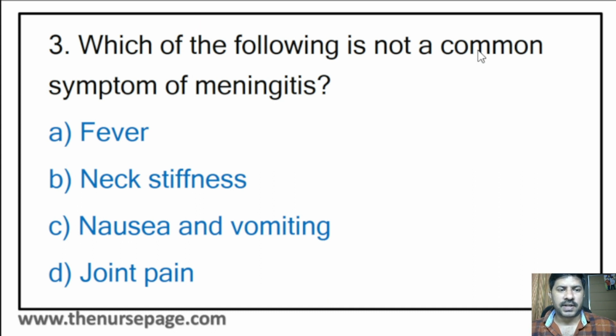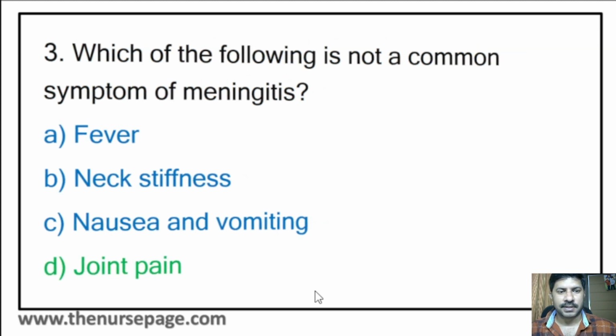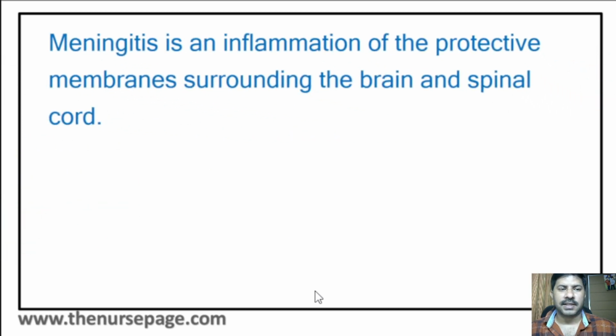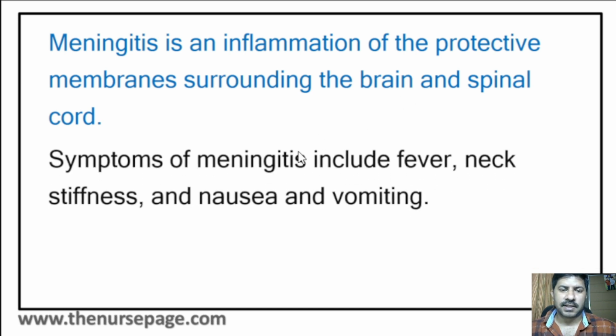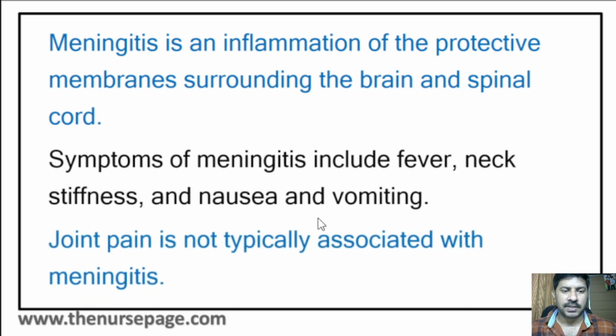Which of the following is not a common symptom of meningitis? Fever, neck stiffness, nausea and vomiting, joint pain. Here correct answer is option D, that is joint pain. Meningitis is an inflammation of the protective membrane that surrounds the brain and spinal cord. Common symptoms of meningitis include fever, neck stiffness, and nausea and vomiting. Joint pain is not typically associated with meningitis.